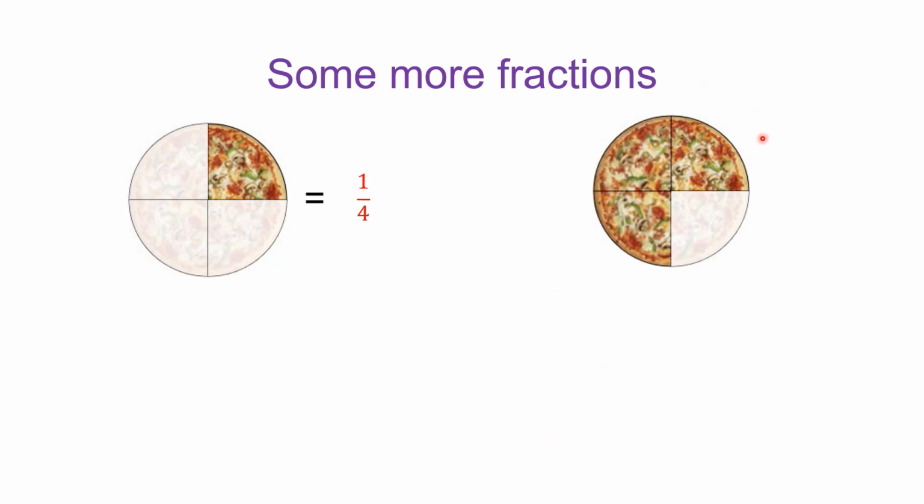Look at this picture. In this picture, we have 4 equal parts. Here we can see 3 pieces of pizza, 3 out of 4 equal parts. So it can be represented as 3 by 4, 3 out of 4, 3 by 4.